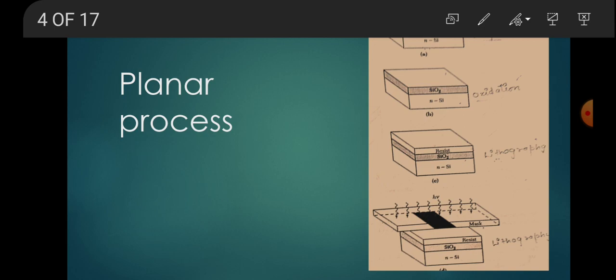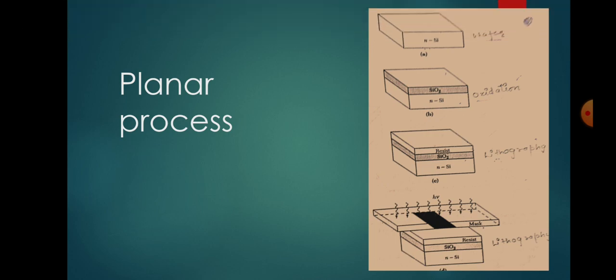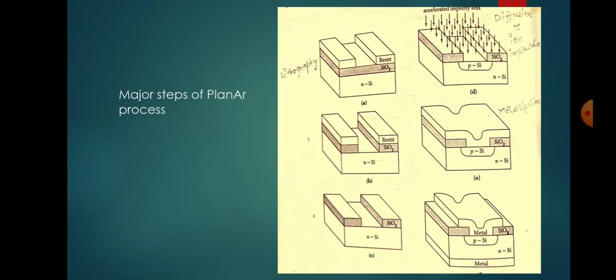The basic planar process which we have in our syllabus is the PN junction. So the basic planar process is shown over here. The processes again include the same things. We have a wafer as shown in diagram A. We have the oxidation process which creates the silicon dioxide layer in B. We have a silicon wafer with oxide layer and a photoresist, that is called the lithography, and then we expose it to light. So these are the steps which are involved in the planar process.